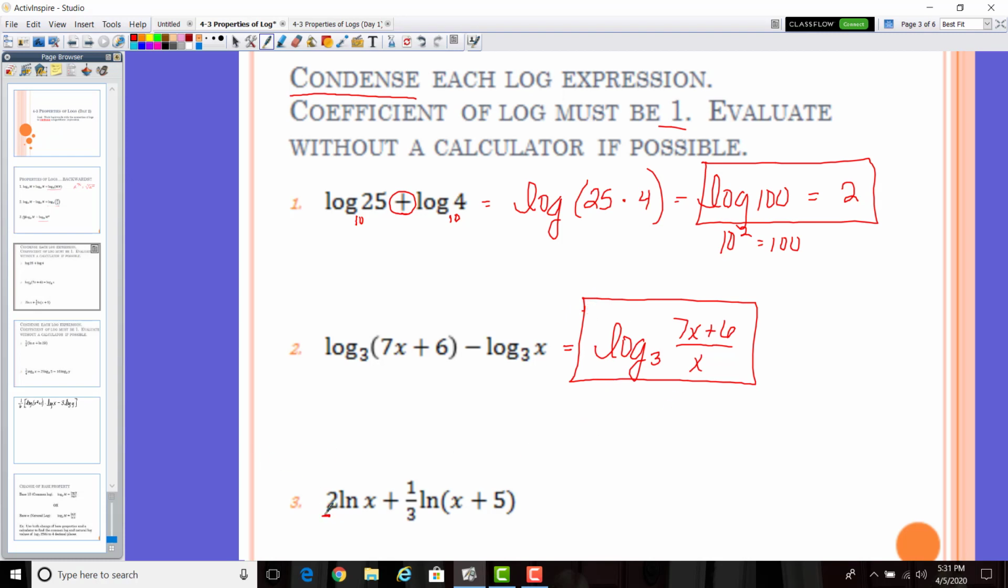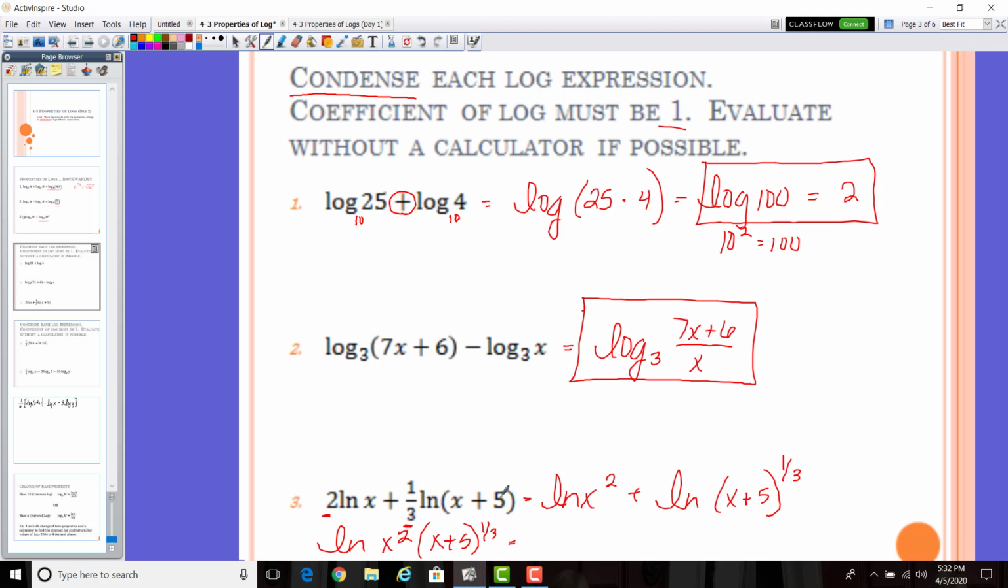Number 3, this is the first one where our natural logs or our logarithm expressions separately have coefficients that are not 1. So we have to deal with that first. So we know if there's a coefficient, we're going to use the power rule. So that coefficient of 2 is going to come back up and become an exponent to x, as well as that coefficient of 1/3 is going to come back up and become an exponent as well. Now we can condense the plus, so natural log of x squared times x plus 5 to the 1/3 power.